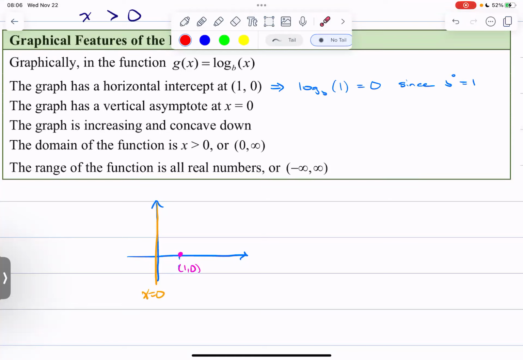What else? The graph is increasing and concave down. So we'll start with the concave down. Concave down is going to look something like this, right? You've got your cup facing down, and then it's increasing. And that means it's going to look something like this.